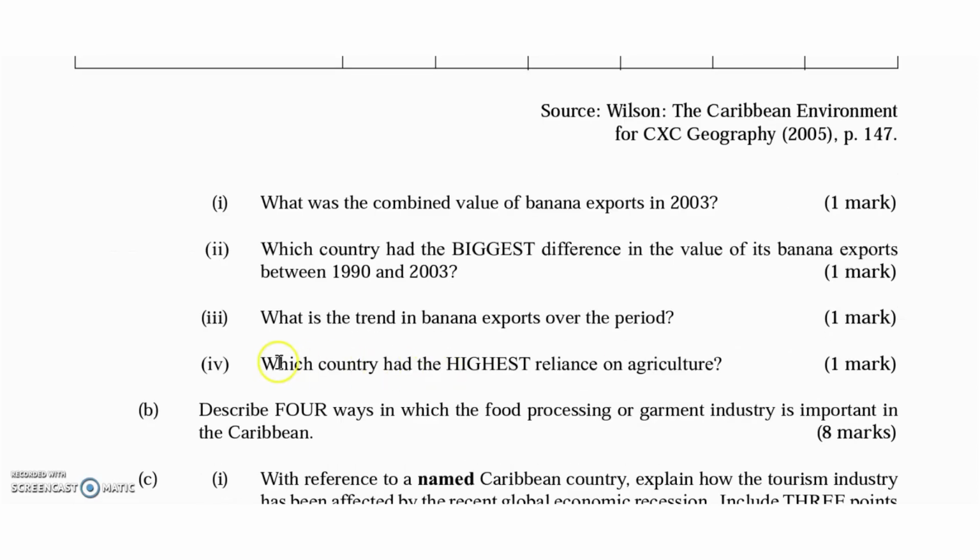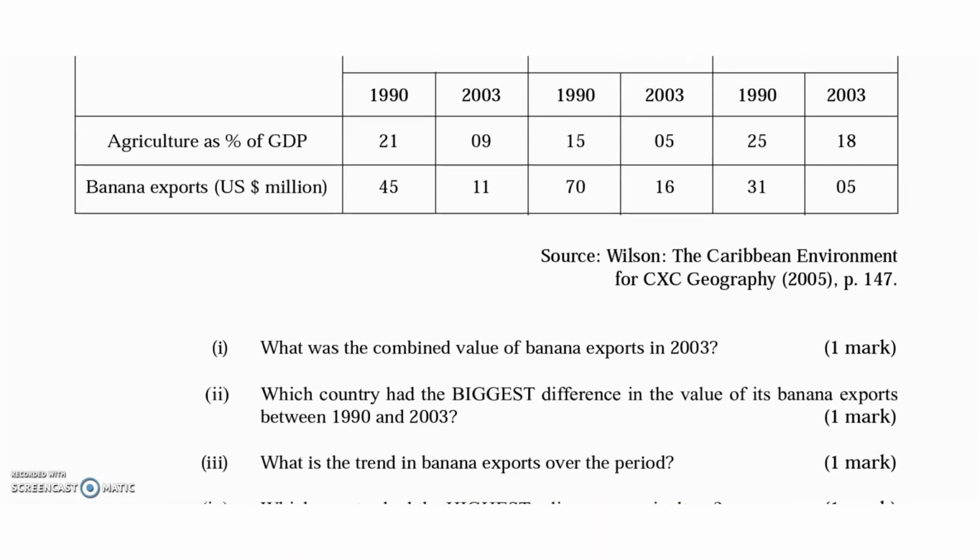All right. Which country had the highest reliance on agriculture? Now look carefully at this. When they say reliance, we are not talking about exports really. We are talking about agriculture as a percentage of GDP. The country which derives the largest percentage of its money from agriculture is the one associated with the highest reliance on agriculture.